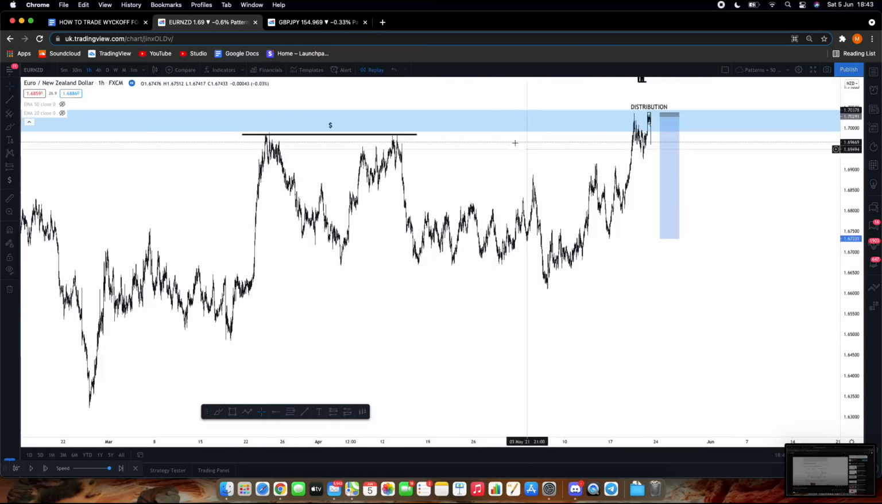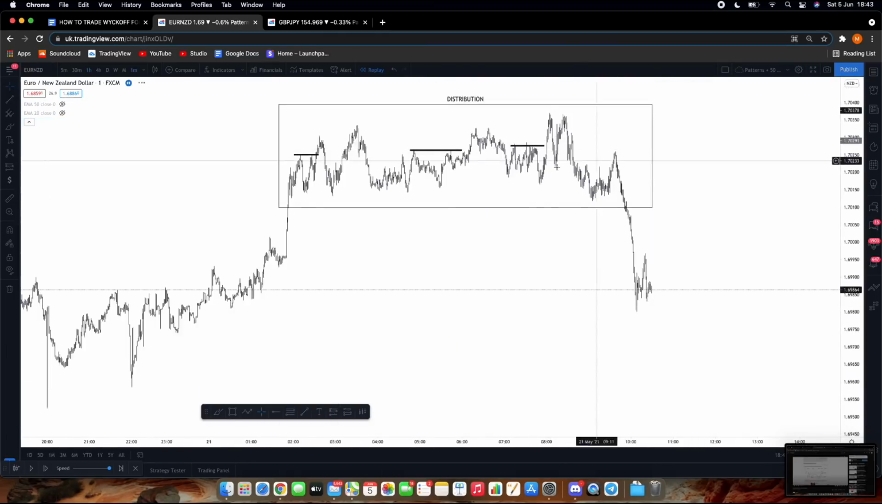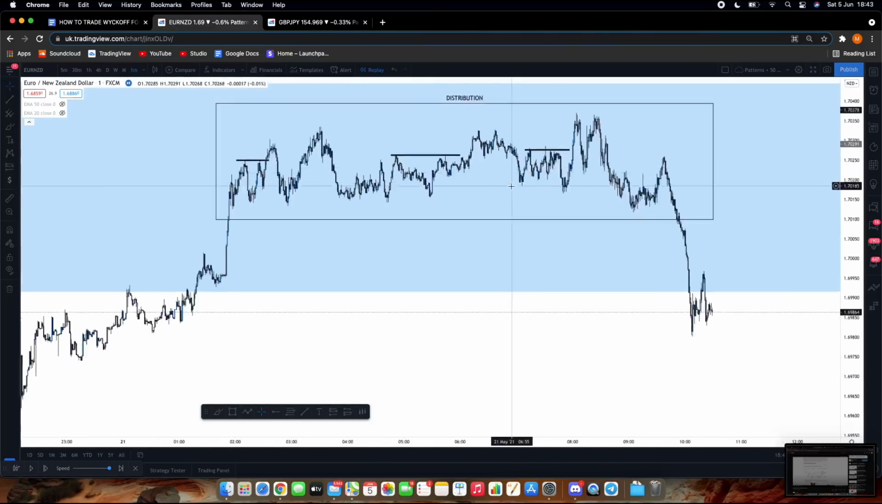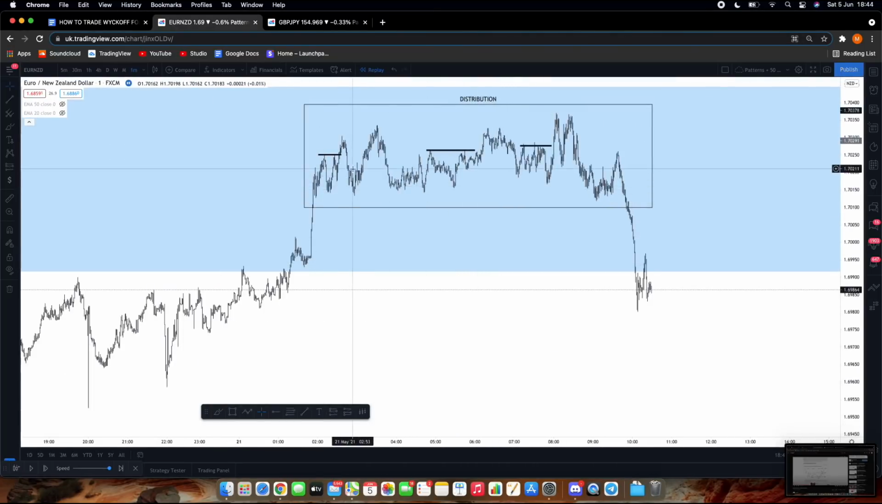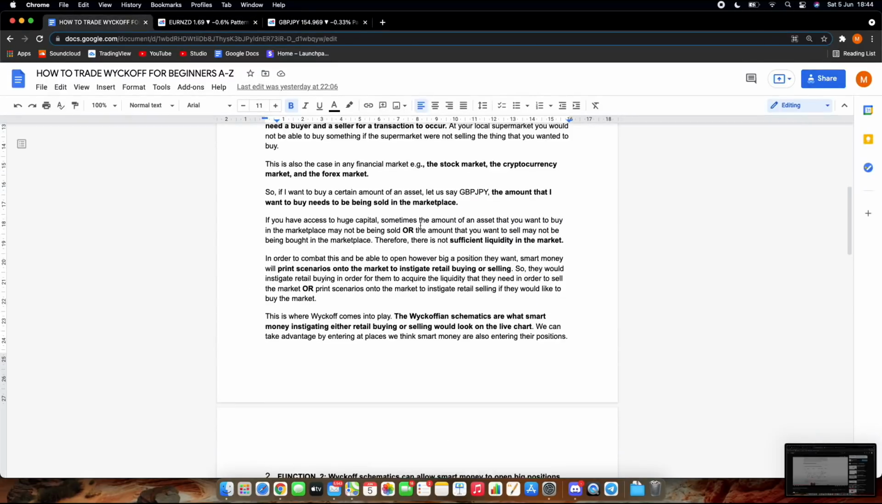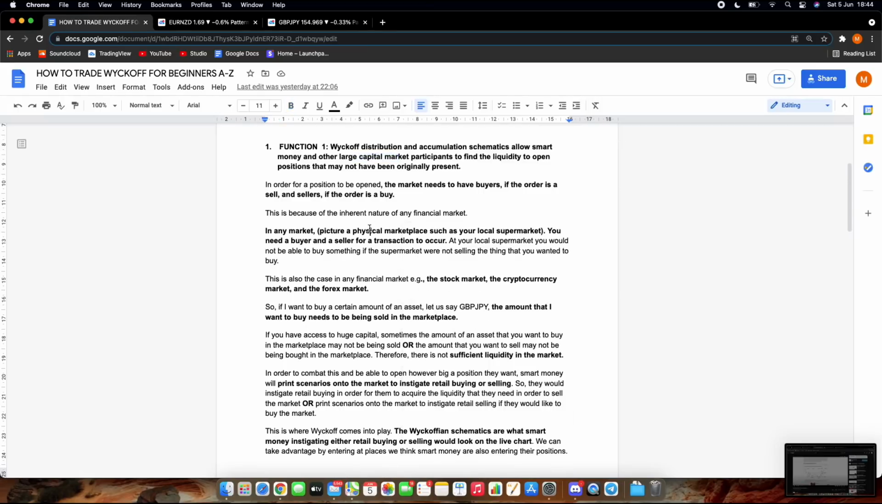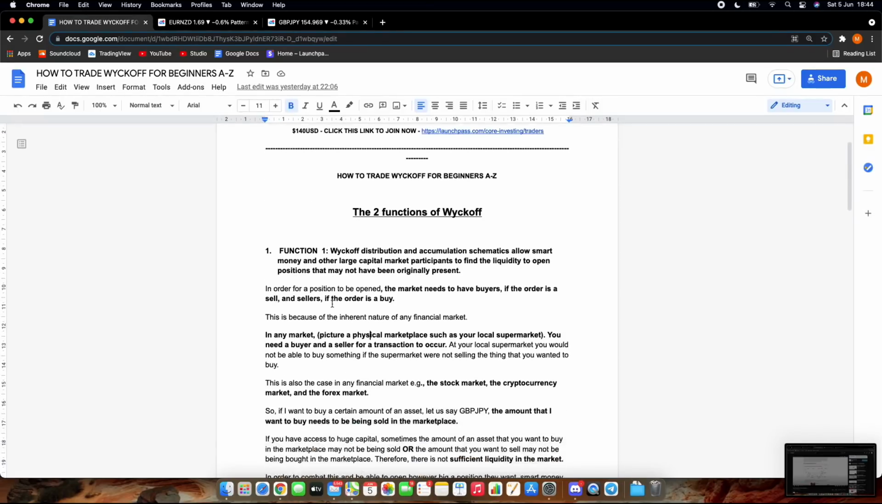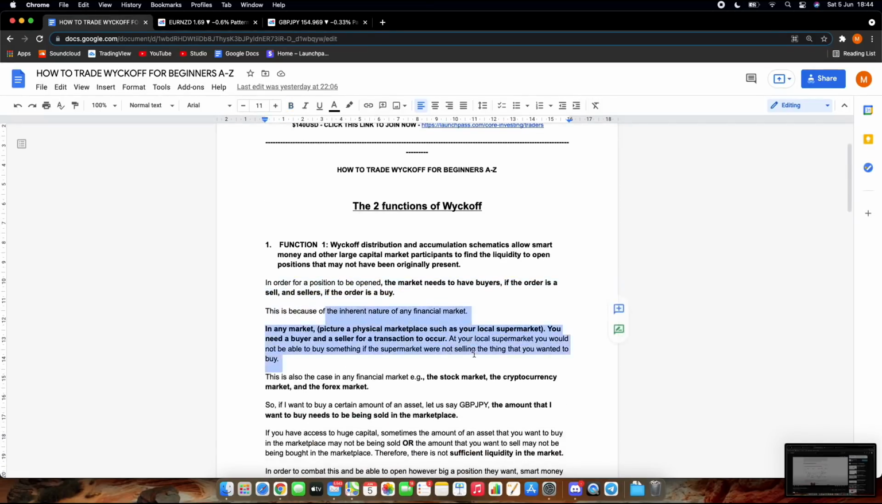We're seeing it on our higher time frames here, and then if we drop down to our 1 minute, we're seeing it on our 1 minute here. That's literally the process of Wyckoff, and that's literally the process of liquidity concepts. So that's the first function of Wyckoff, to help smart money find the liquidity that they need for their moves in the market. I've gone into more detail here, so you can look at this when I post it in the description.